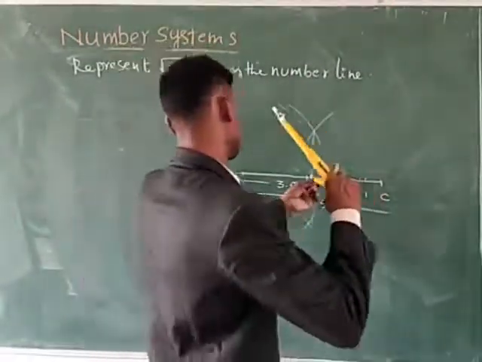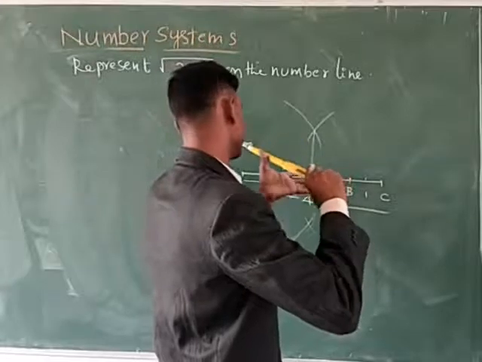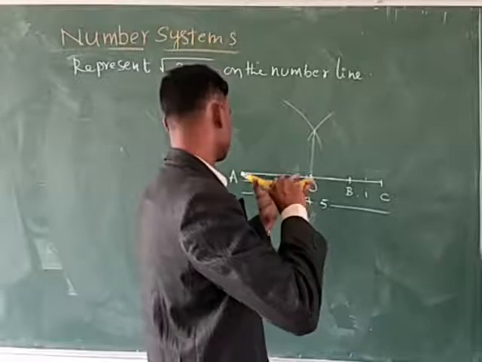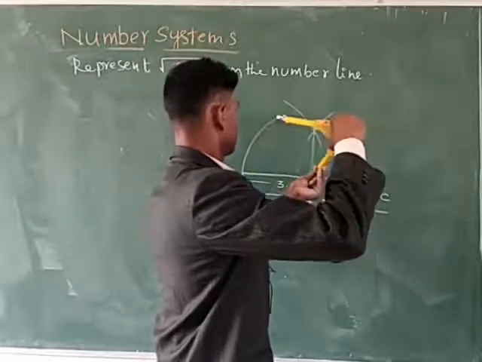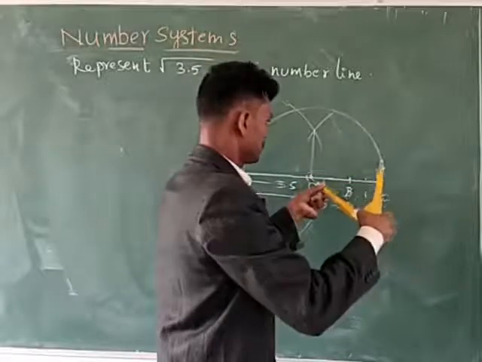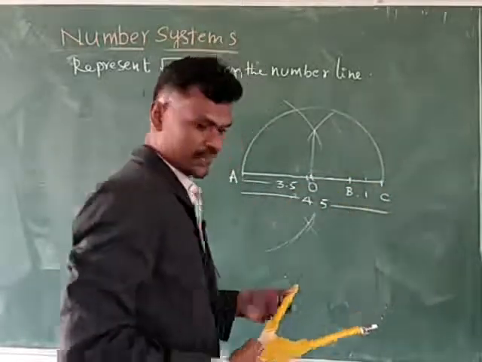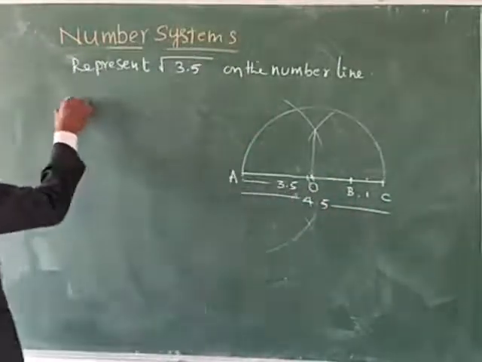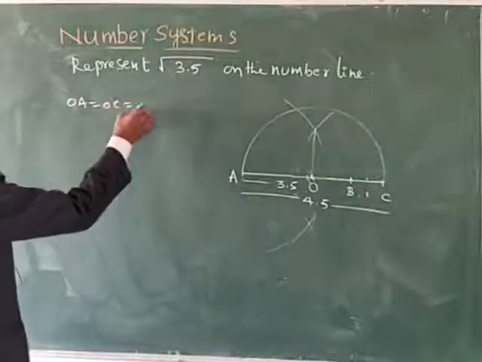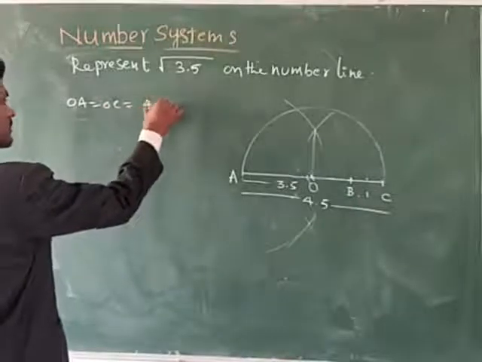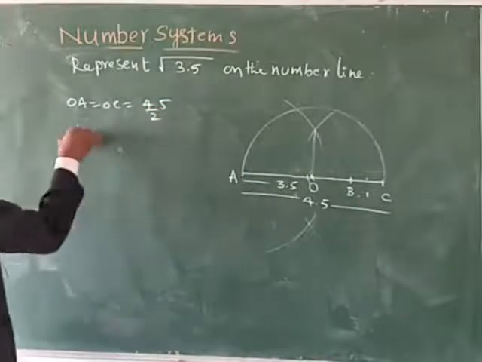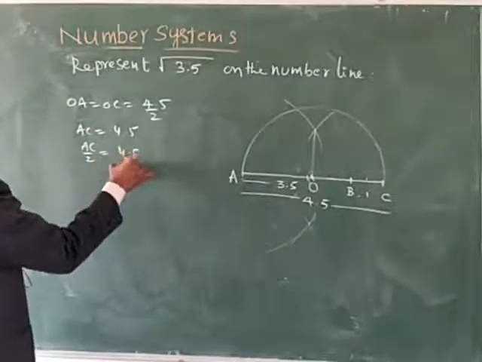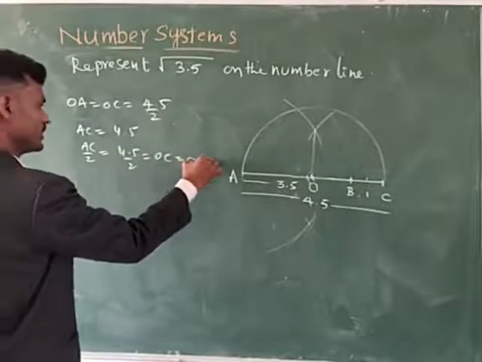Now draw a semicircle with radius OA or OC. Without shaking, you have to take and draw it. See here, exactly here. OA is equal to OC is equal to 4.5 by 2. Here AC is equal to 4.5, so AC by 2, 4.5 by 2, is OC or OA.